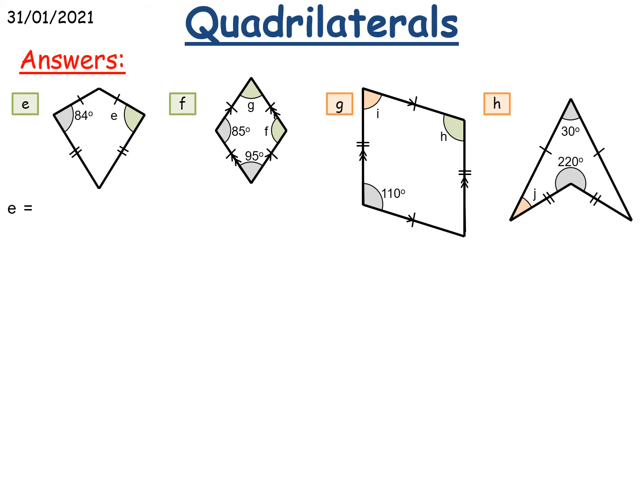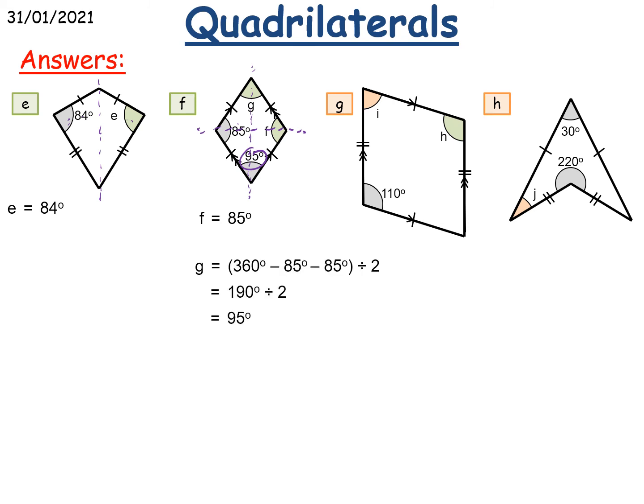So this is a kite. Remember, it has symmetry. This side is the same as this side, so E and G, those angles are the same. So E is 84 degrees. F, remember there's symmetry down like this on a rhombus. So if that's 85 degrees, then F is 85 degrees. And then there's symmetry this way. So if that's 95, then G is 95.